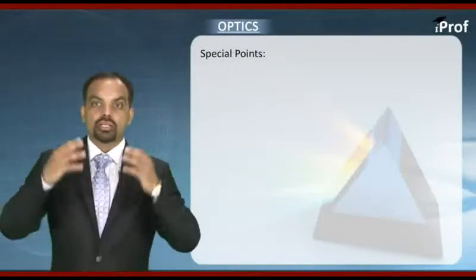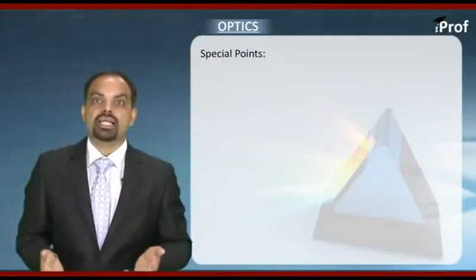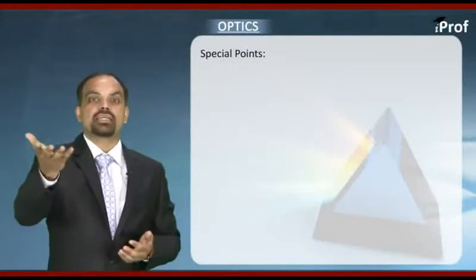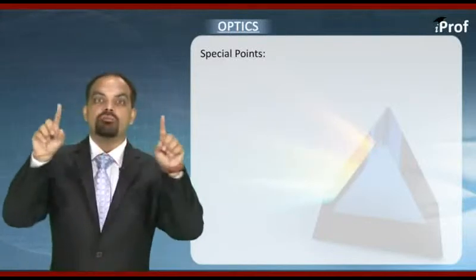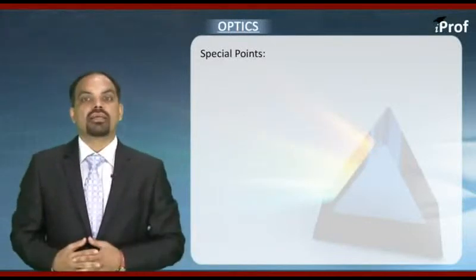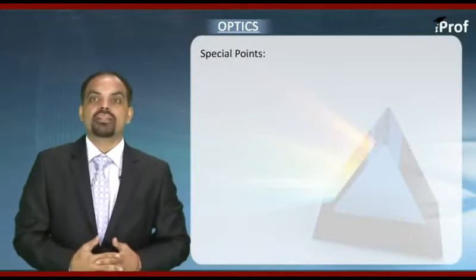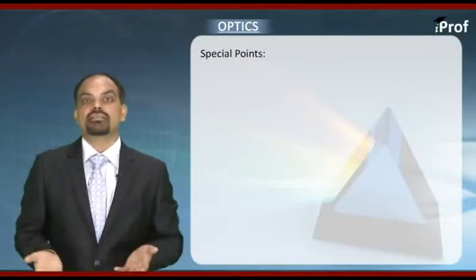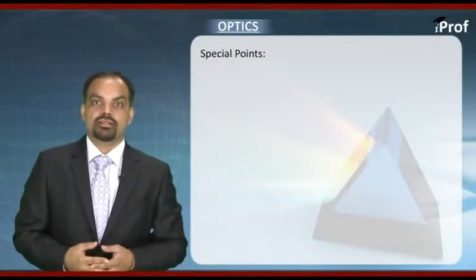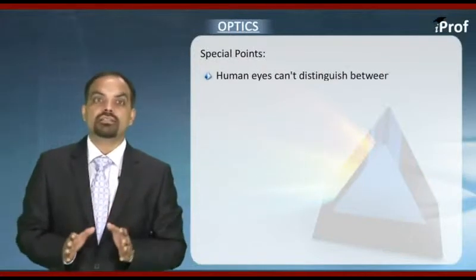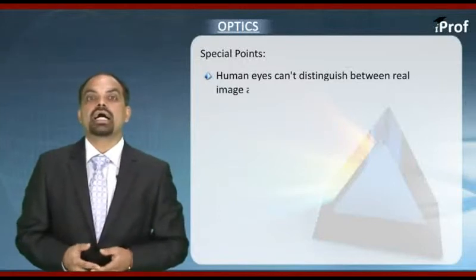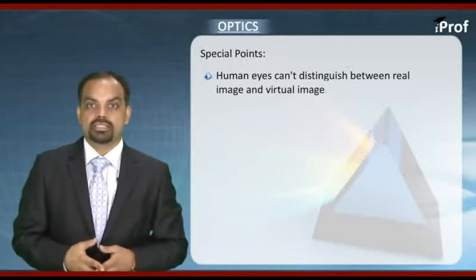It is only using your human brain that you analyze what you see behind is image, because you are able to see the boundary of the mirror. If boundary of the mirror is not available to see, there is no way to decide whether it is real or virtual. So we have to keep it in mind, human eyes cannot distinguish between real and virtual image.